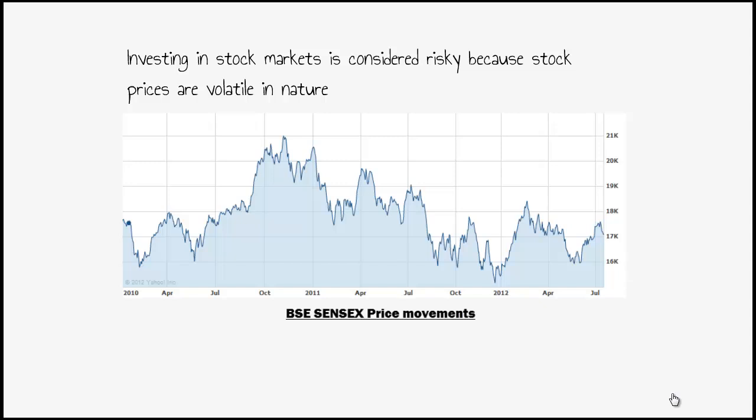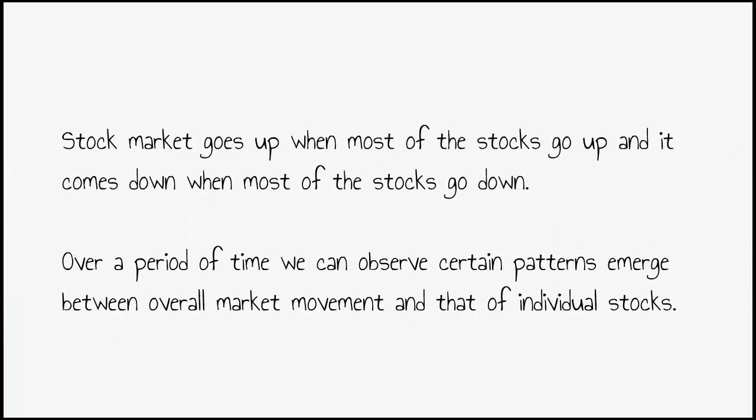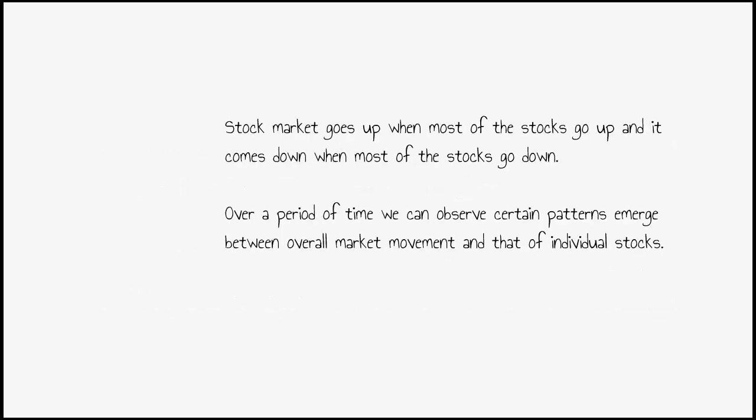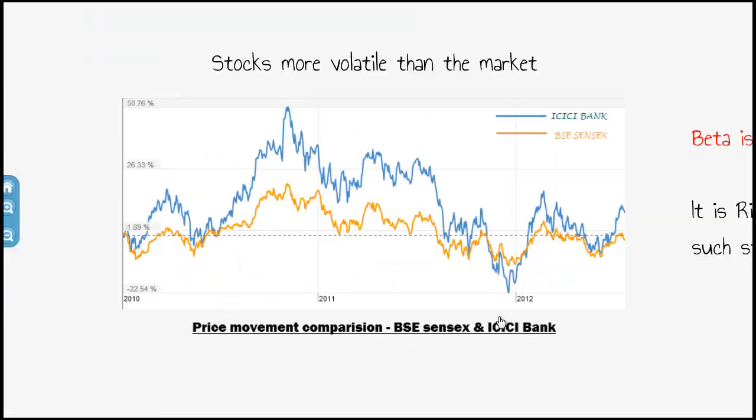Stock market goes up and down when most stocks go up or down, and over a period of time we can observe certain patterns emerge between overall market movements and the movement of that of an individual stock. For example, let us see this pattern. Here we have comparison of market movements between BSE Sensex and ICICI Bank stock. BSE Sensex in orange color and ICICI Bank stock in the blue color.